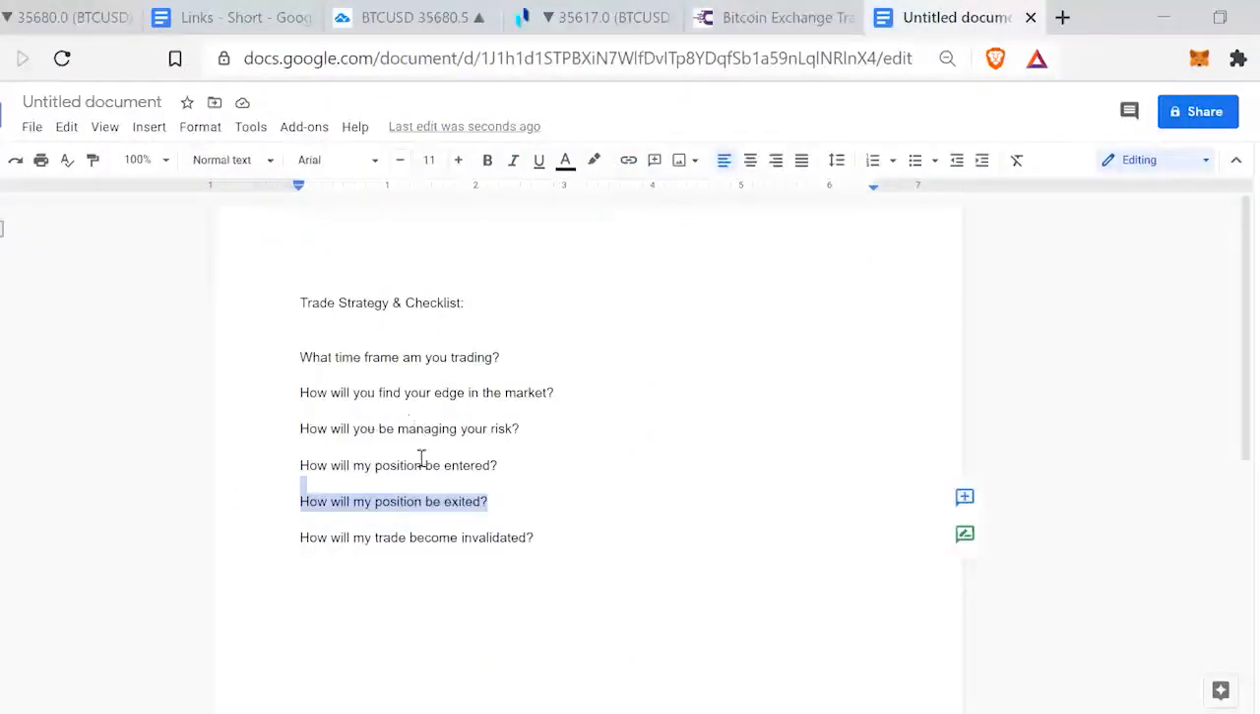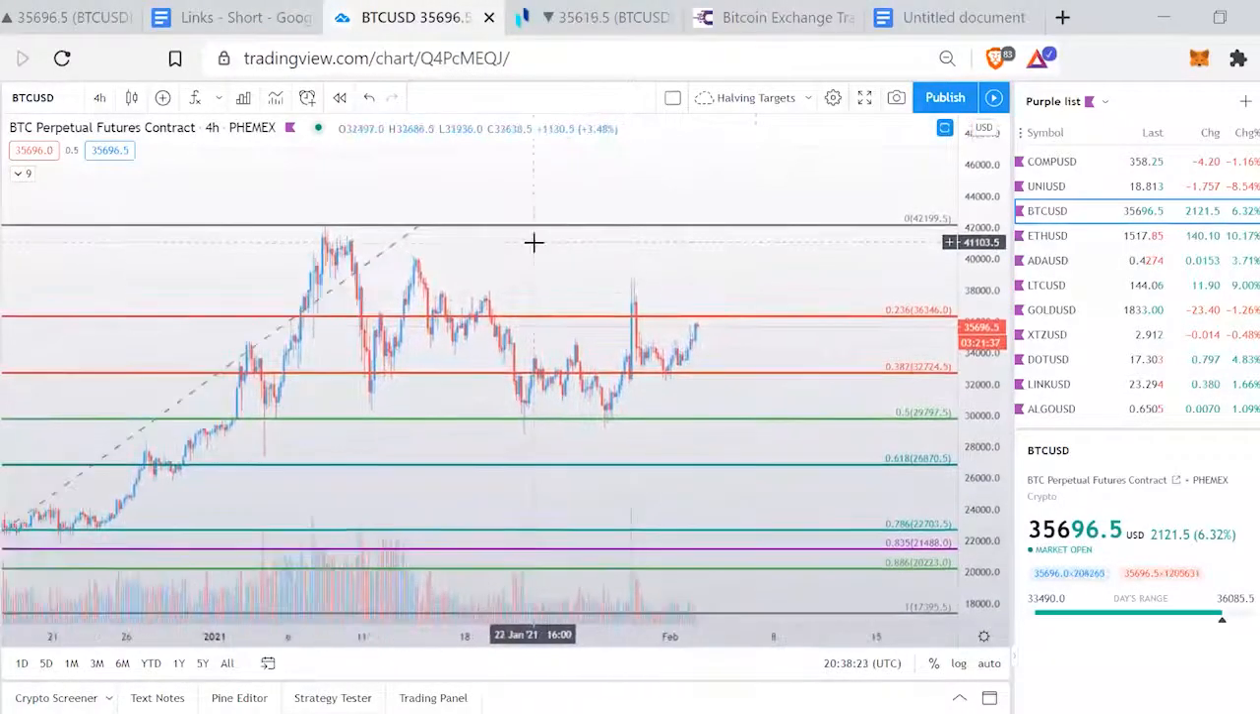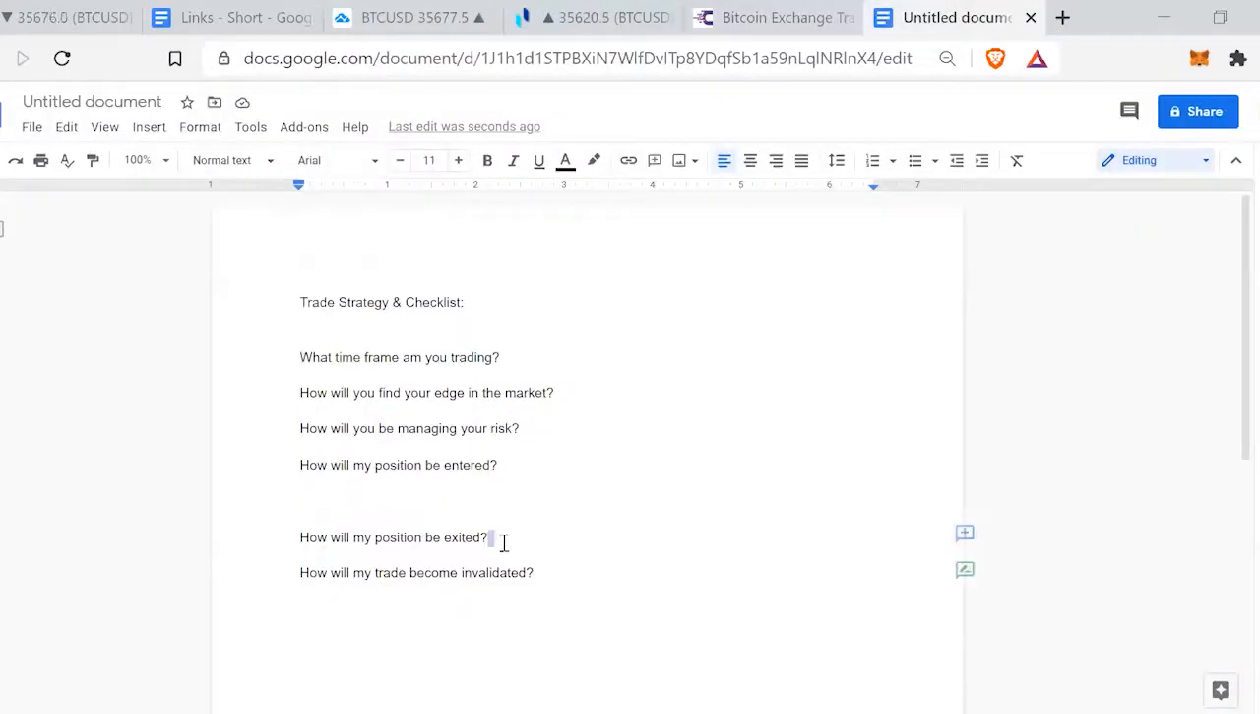You want to make sure that you solidify how my position will be entered. The more parameters, the better, but I like to keep it simple. When it's in my zone, I like to enter. When I have my zone drawn out, I know exactly where my stop loss is going to be. So that's going to be how my position will be exited. It'll either be exited by a trigger of my stop loss, or it'll be exited when my take profits are set. So you want to find out what your zones are going to be for how your position will be entered.